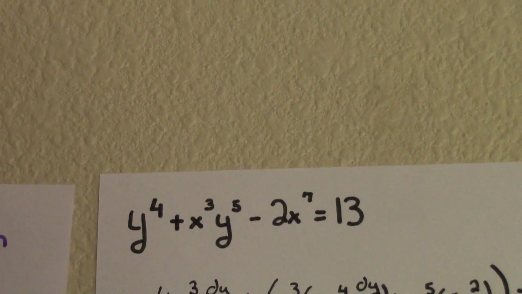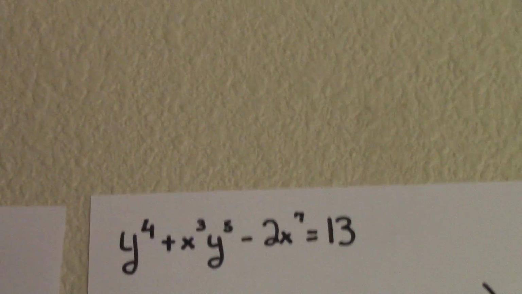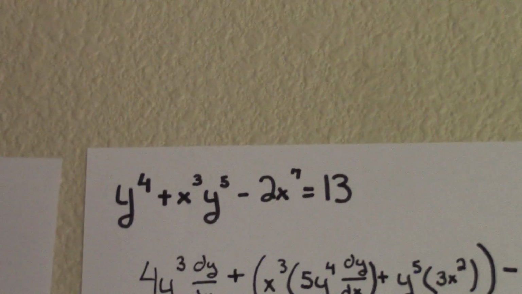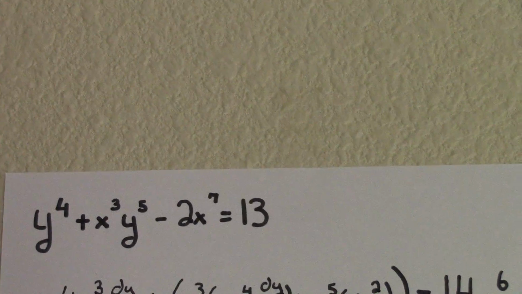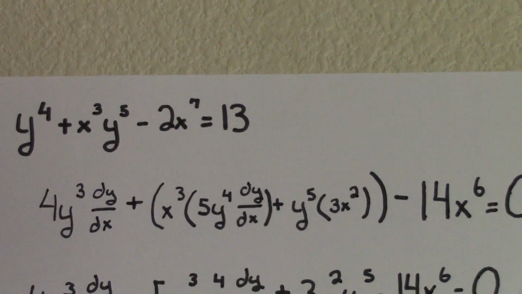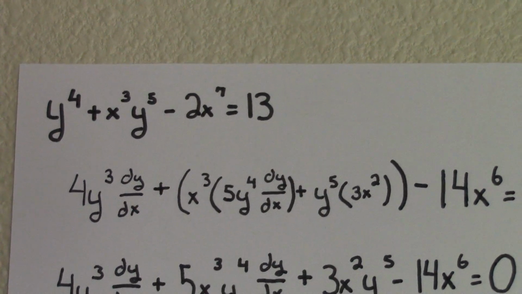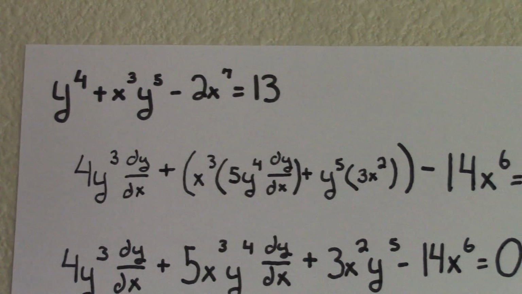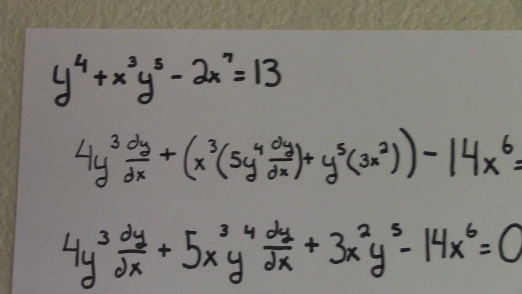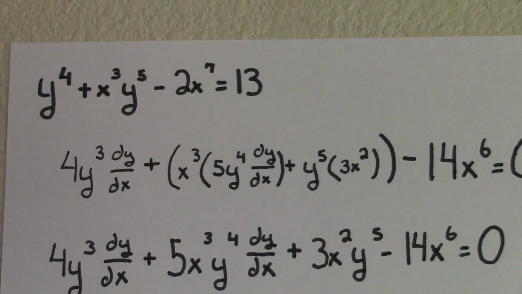This one's a little bit more complicated, but it's the same theory. y to the 4th plus x to the 3rd, y to the 5th, minus 2x to the 7th equals 13. So we're going to start off by taking the derivative of everything. The derivative of y to the 4th is 4y cubed dy/dx, because we have to put dy/dx because of the y there.